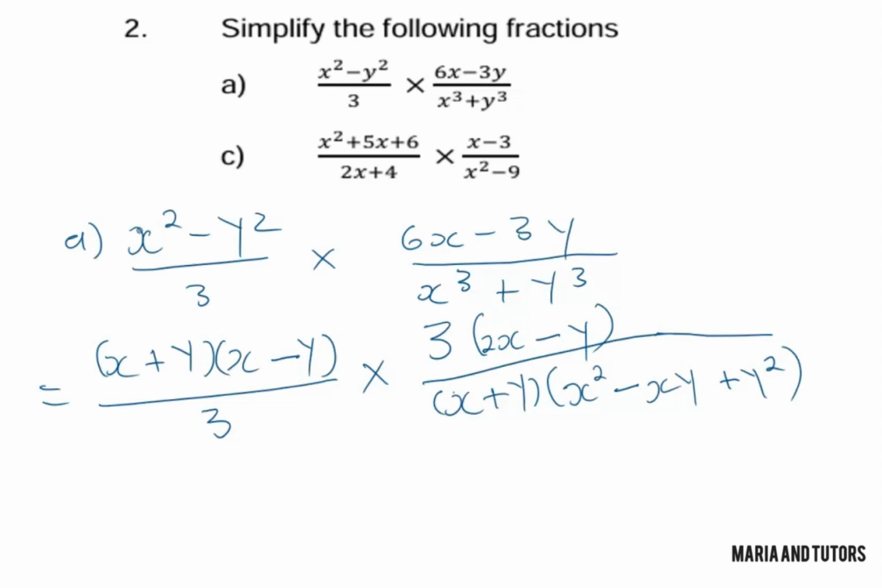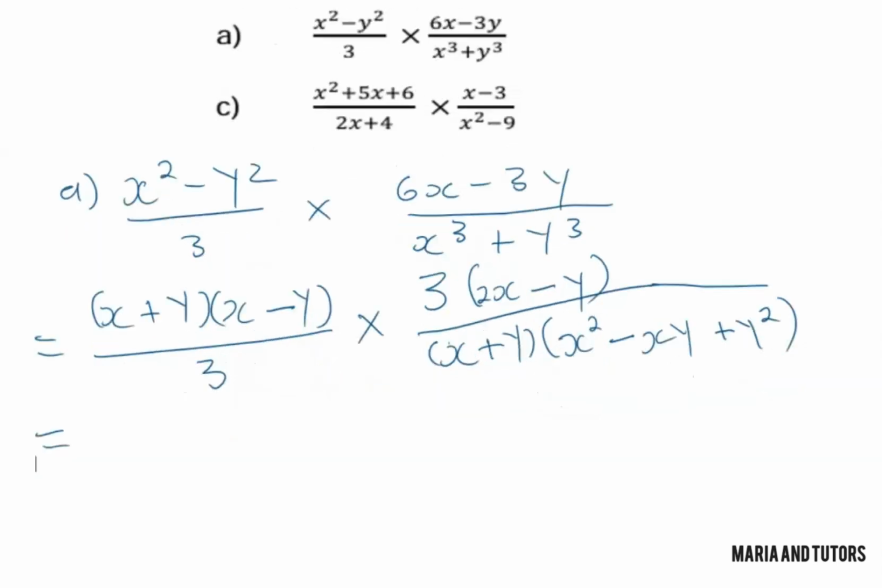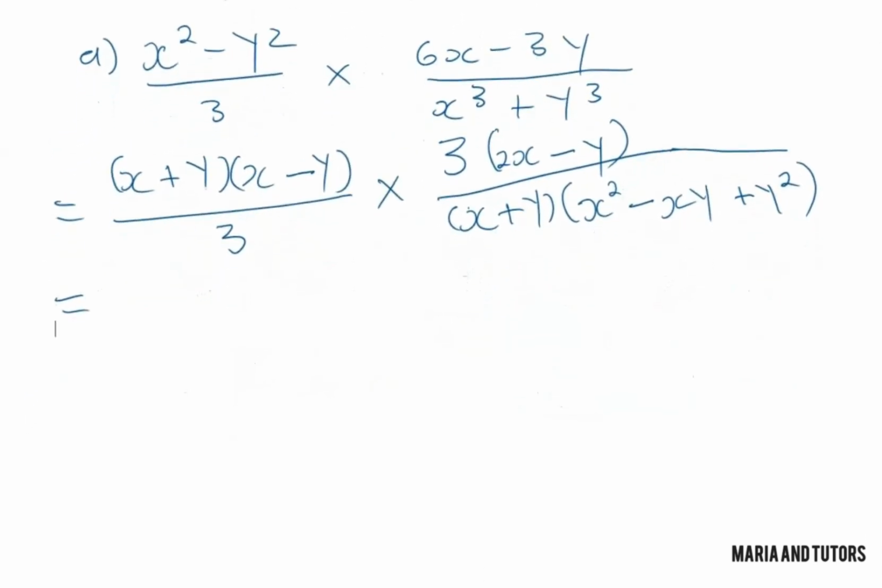Okay, now that we have factorized the expressions from our numerators and denominators, we have to multiply the two fractions. Multiplying the two fractions, the numerator of the first fraction is going to be multiplied by the numerator of the second fraction, and the denominator of the first fraction is going to be multiplied by the denominator of the second fraction. Doing that, what am I going to have?